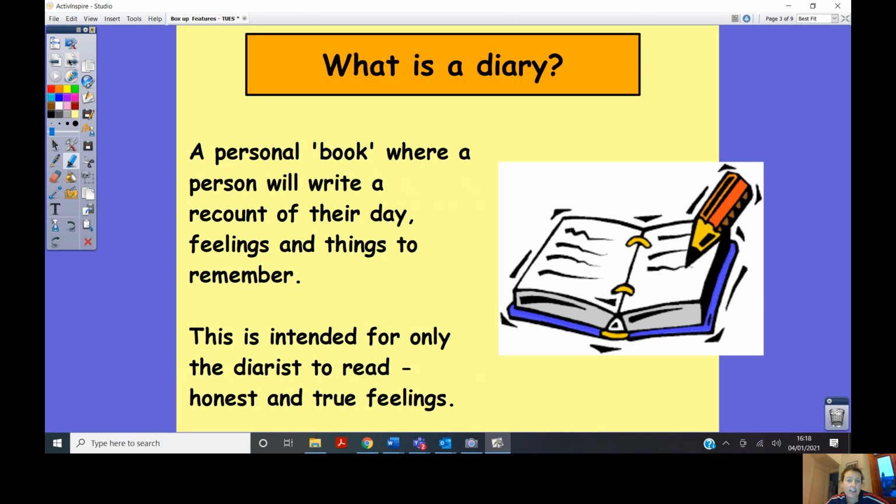So you might actually write a diary yourself, or you might have read some examples of diaries by authors. So for example, I can think Diary of a Wimpy Kid is an example, which is very, very popular. But we've also heard about someone who's written a diary before. I wonder if you can think of that person.